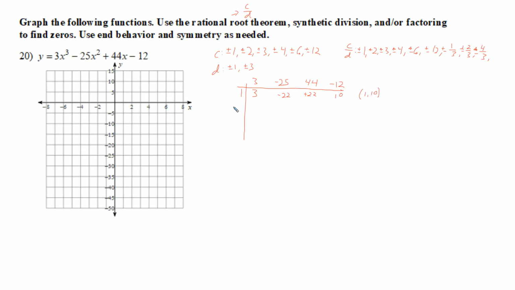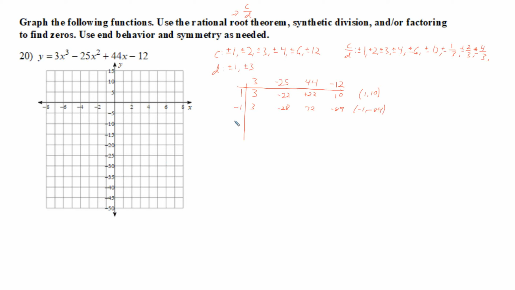Let's try negative 1. Bring down the 3. This would be negative 3, and negative 25 is negative 28. Negative 1 times negative 28 is positive 28. And 44, oh, that's going to be 72. And negative 1 times 72 is negative 72. Negative 84, so that's really low on our graph. The point (negative 1, negative 84). Our graph does go low, but this one's still not going to fit on it.